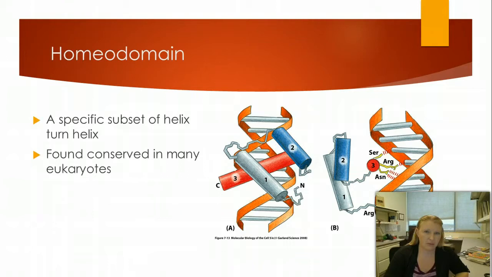This is a pretty popular example, but once again, remember, just because we see these 3 alpha helices doesn't mean that the greater protein as a whole does not exist. It's just that this is the homeodomain within the greater protein. So just make sure you understand that.